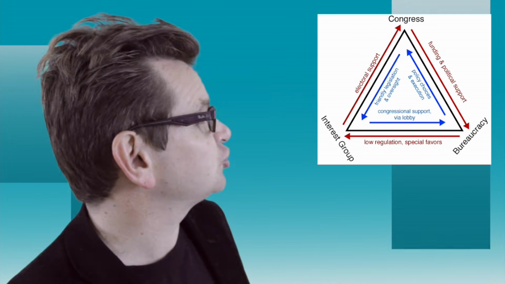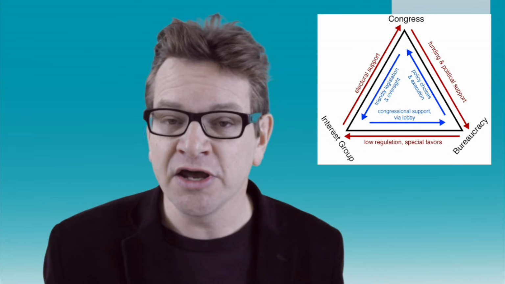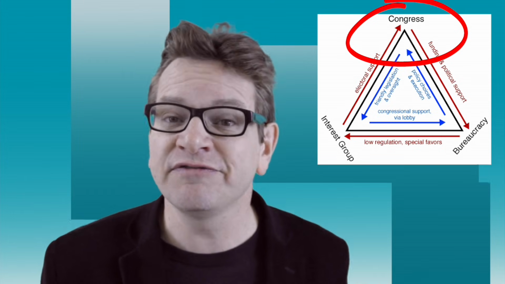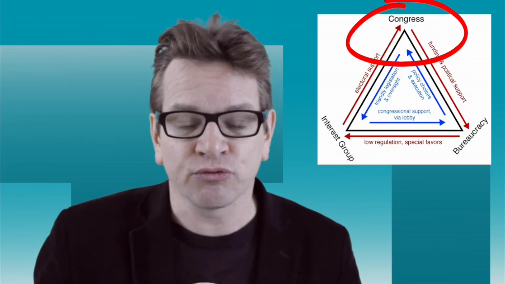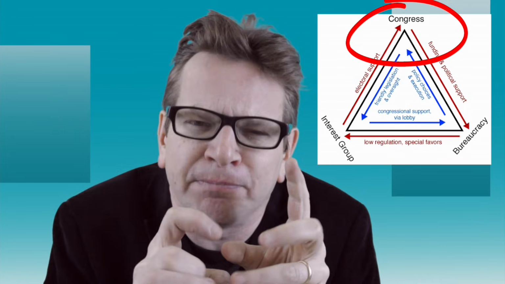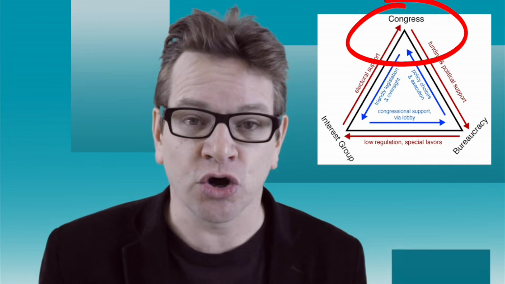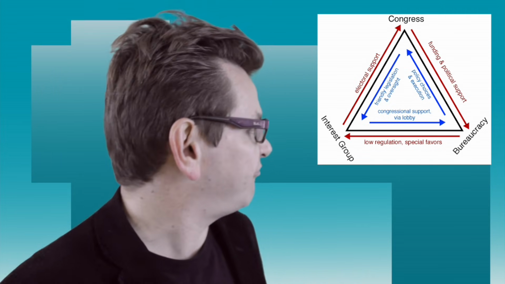Up on top of the iron triangle, your major player is going to be committees in Congress and really subcommittees. There's a number of committees. There's even more subcommittees. And this is where the real magic happens. This is where the nuts and the bolts of policy gets created. These are really where laws get written. So that's A.